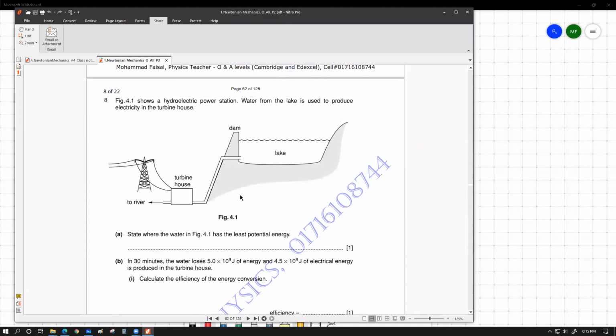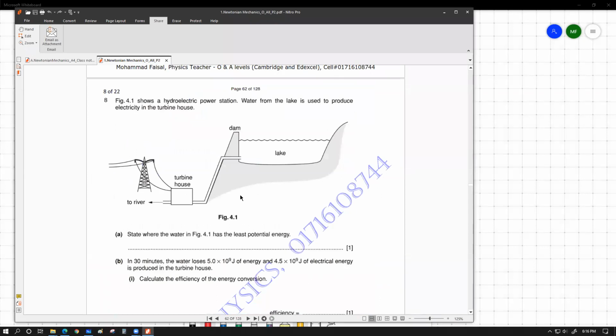Figure 4.1 shows a hydroelectric power station. Water from the lake is used to produce electricity in the turbine house. Okay, state where the water in figure 4.1 has the least potential energy. Least potential energy will be available at the lowest level of the water. In this case, the lowest level of the water is the river level.